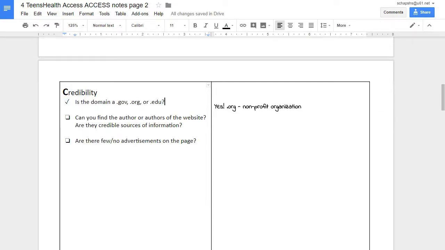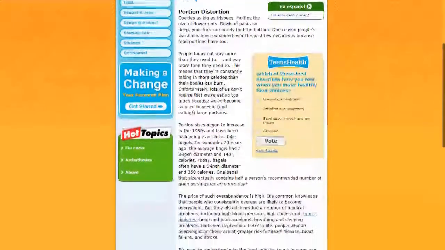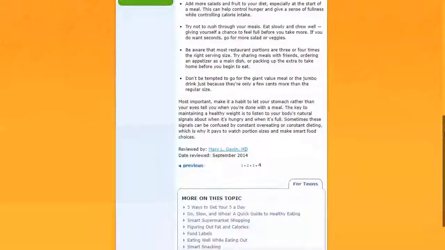The next question on the credibility checklist is, can you find the author or authors of the website, and are they credible sources of information? As we mentioned before, if there isn't an author listed, then you can't tell if they're an expert, and we aren't sure if we should be able to trust them. So we want to see if there's an author listed, and if so, if they are a credible source of information. Now we know that we should look at the top of the article for the author underneath the title, or at the bottom of the article, right underneath the text.